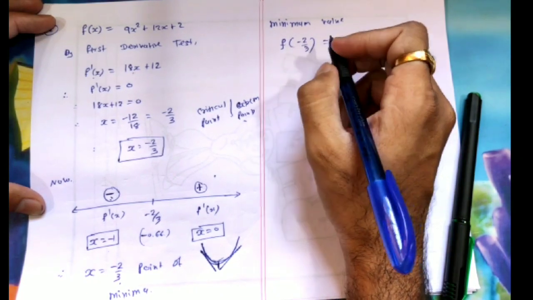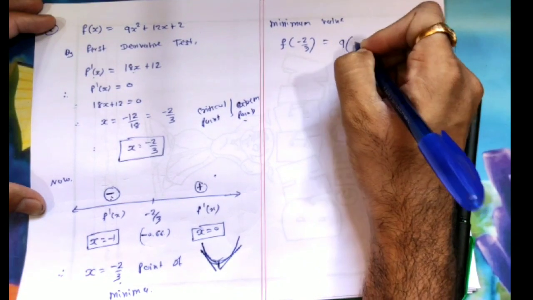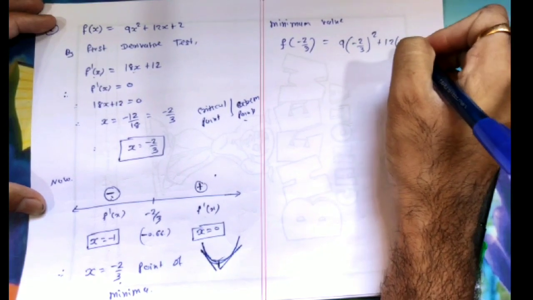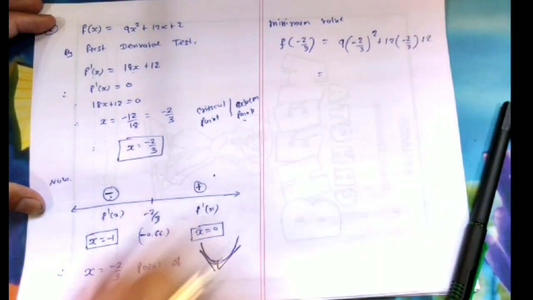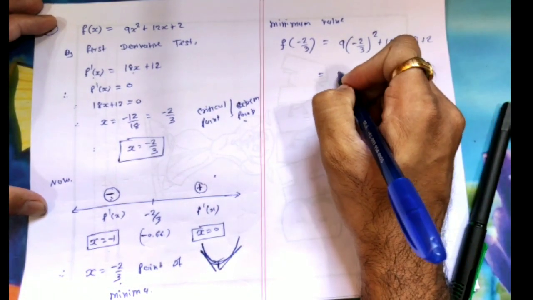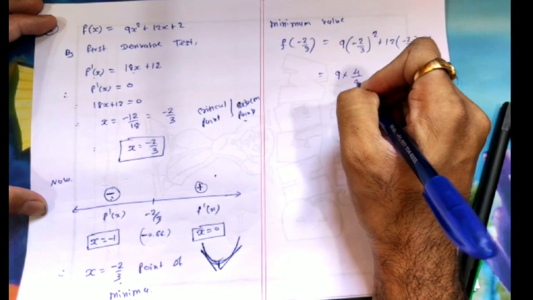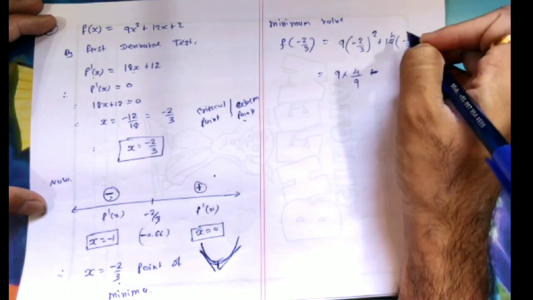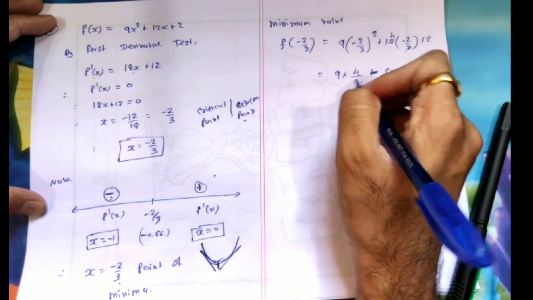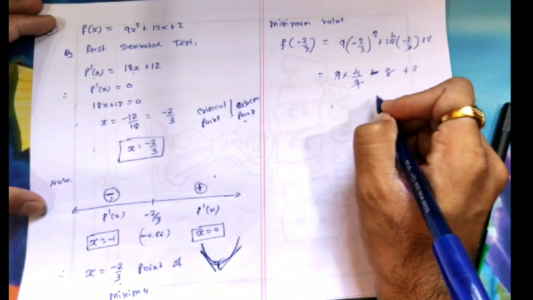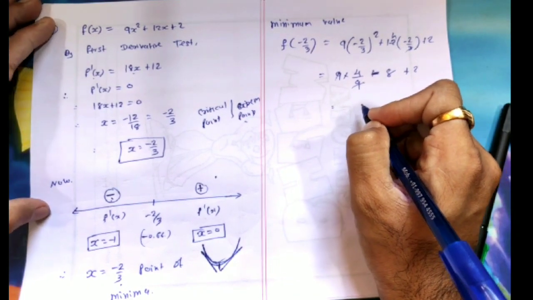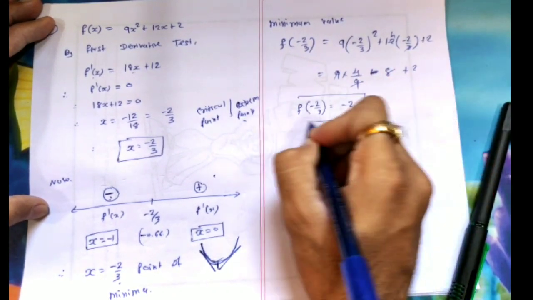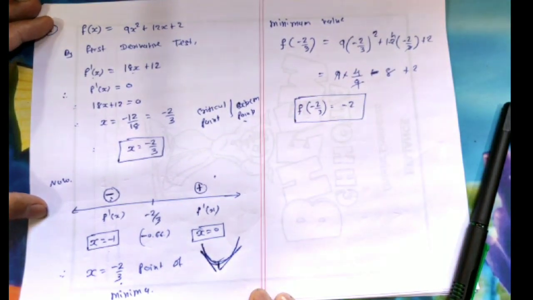So f of minus 2 by 3 is nothing but 9 into (minus 2 by 3) whole square plus 12 into minus 2 by 3 plus 2. We have to simplify this, so let's do it. So it's 9 into 4 by 9, minus, 4 threes are 12, it's a minus 8 plus 2. 9 and 9 cut. So it's 4 minus 8 plus 2. So it's minus 2. So our minimum value is minus 2. Clear? So the minimum value of the given function is minus 2.